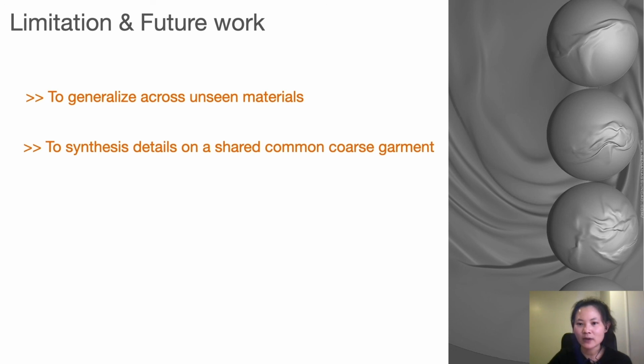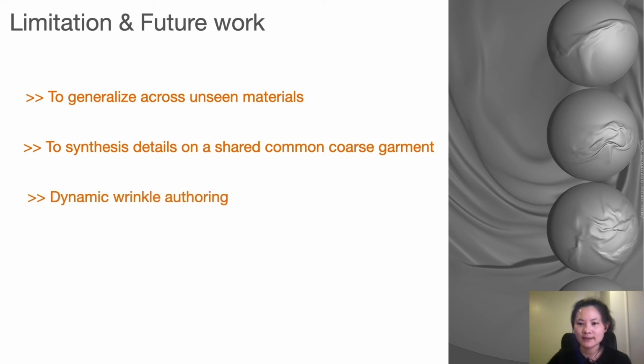Secondly, in our current implementation, the coarse garment needs to be simulated case by case. A possible future approach is to run simulation on just one common coarse garment shared by all garments of the same type. The style-specific details are synthesized based on the coarse garment motion shapes.